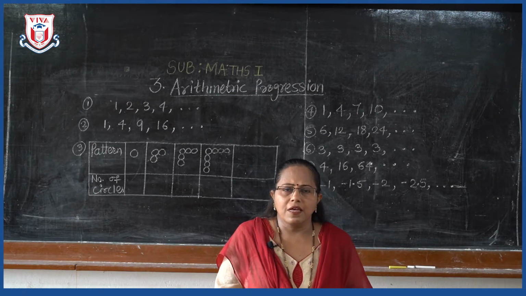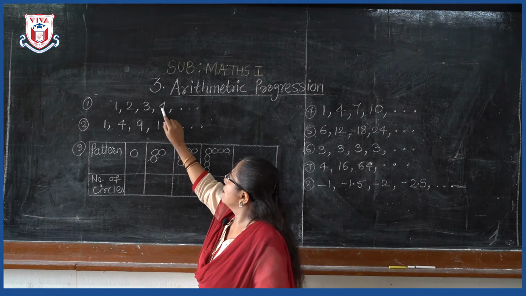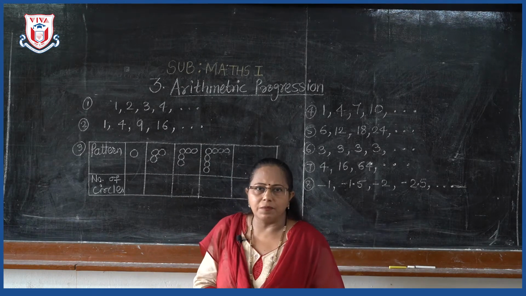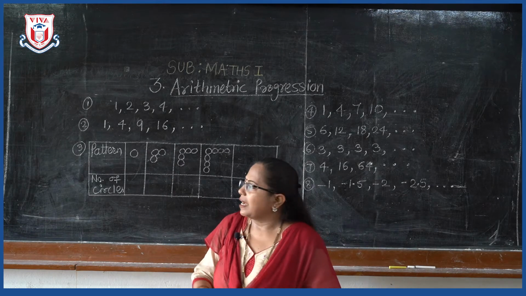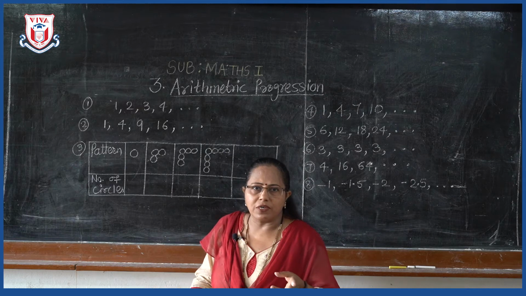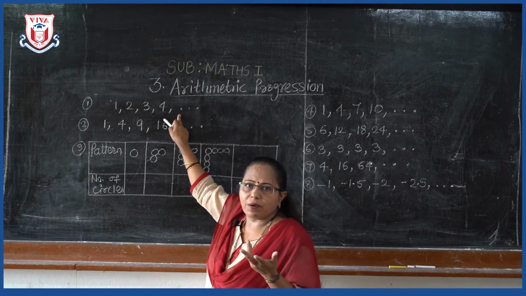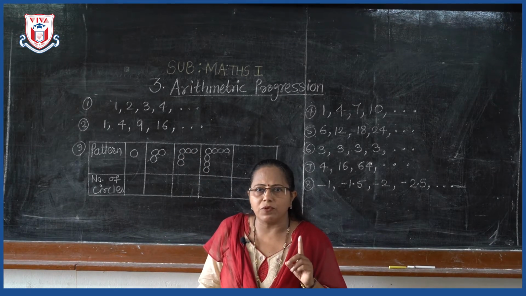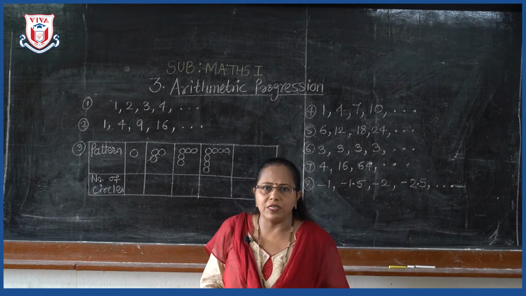Students, generally we write numbers as 1, 2, 3, 4 and so on. These numbers are called natural numbers, and each number has its own position. That means number 1 is in the first position, number 2 is in the second position, 3 is in the third position. So from this we can directly tell which number is in the sixth position: number 6. Which number is in the 10th position? 10. So each number has its own position.